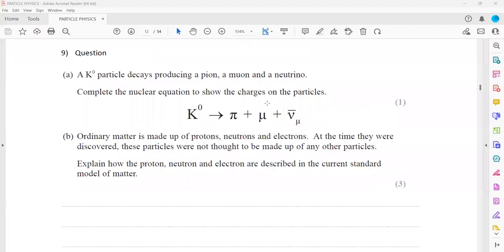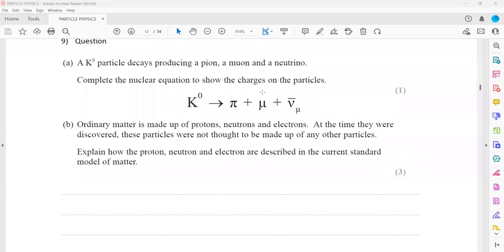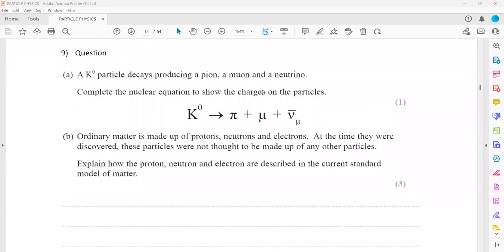In question 9, a neutral kaon decays to produce a pion, a muon, and a neutrino. Complete a nuclear equation to show the charge on the particles. So we have to complete this and show the charge on each particle. First thing, there should be a conservation of charge, because for any decay of a particle or interaction, the charge must be conserved.